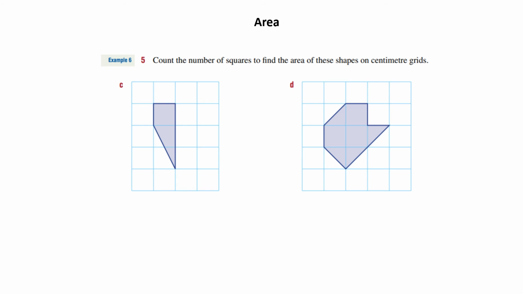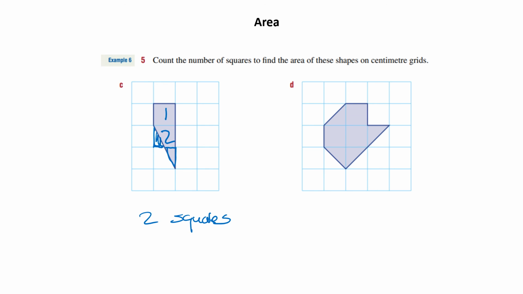Okay, here's how we're looking at this. Count the number of squares to find the area of these shapes on centimeter grids. So these are each what we call centimeter grids, 1 centimeter by 1 centimeter. But we're just going to count, in this case. I've got 1 there, and initially you think, oh, 2 and a little bit, but if you think about that shape that's cut here, if I cut that out and put it there, I would actually get 2. So I'd say 2 squares.